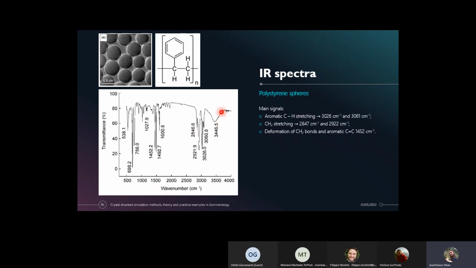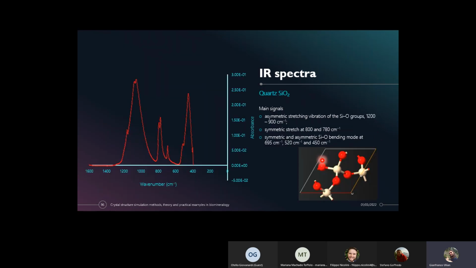Then you have different modes. For example, the aromatic CH stretching, this here, between 3000 reciprocal centimeters and 3061 reciprocal centimeters. The CH2 stretching, this one here, in this range here, and the deformation of the CH bond and aromatic CC bonds in this range here. And this is for quartz.